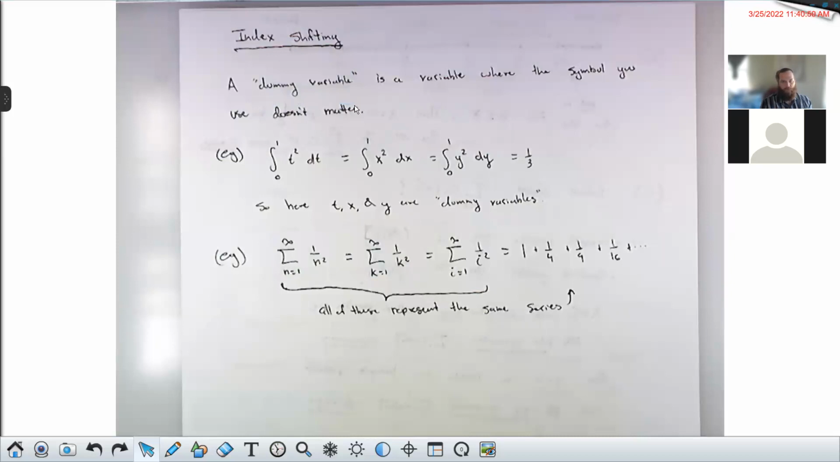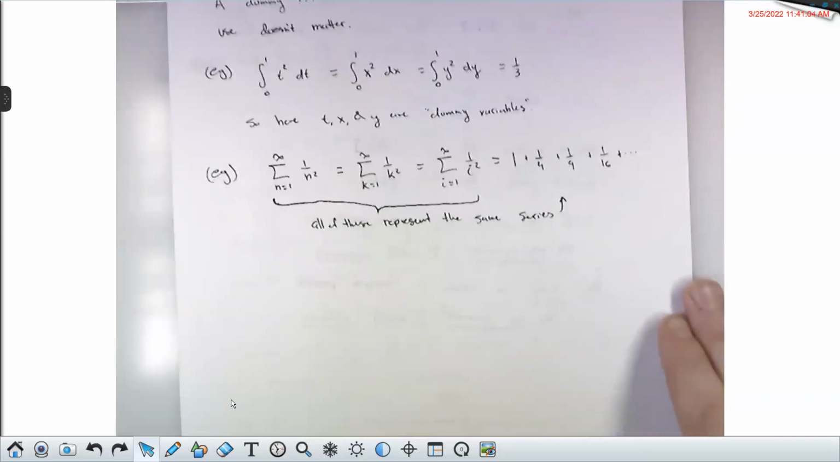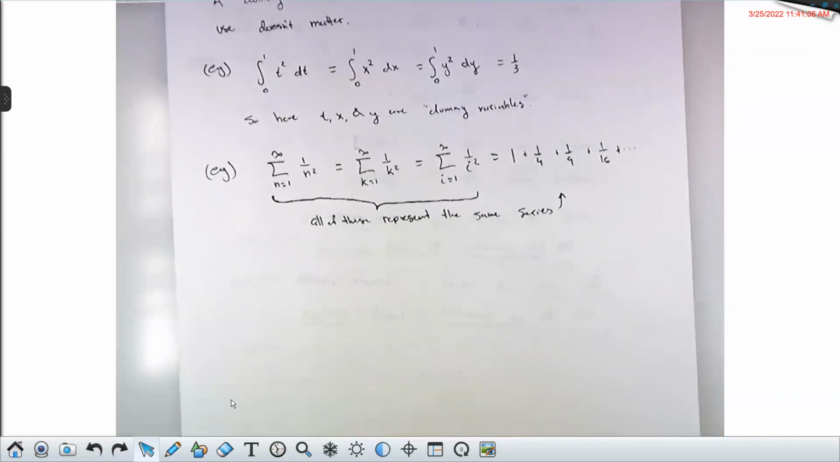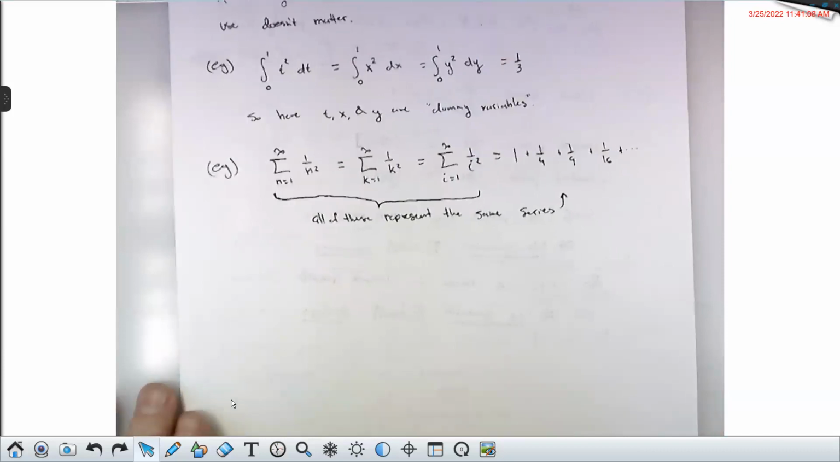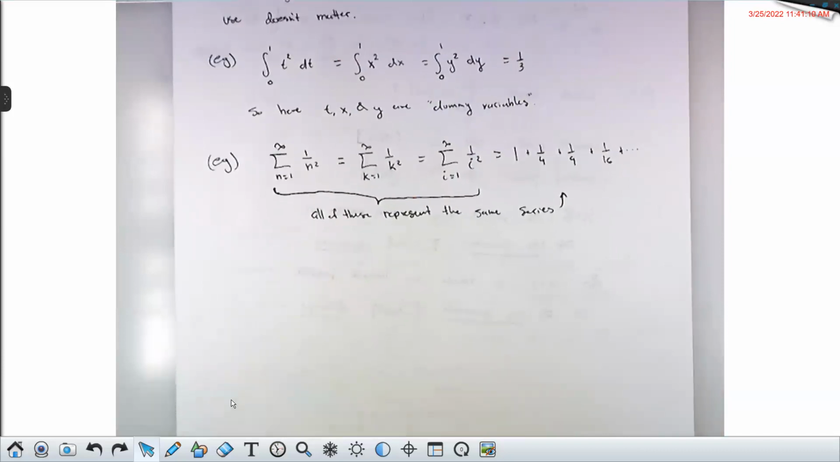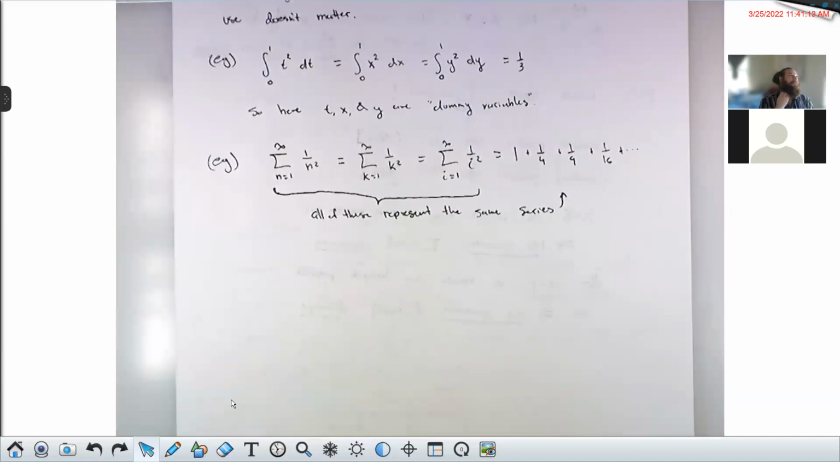Why is this important? Well, you know how you learned u-sub for integrals? There's a kind of u-sub for series, and it's called an index shift. Only, because the variables in series are dummy variables, it's pretty common for people to use the same symbol for the u-sub as for the original. I'll show you what I mean.